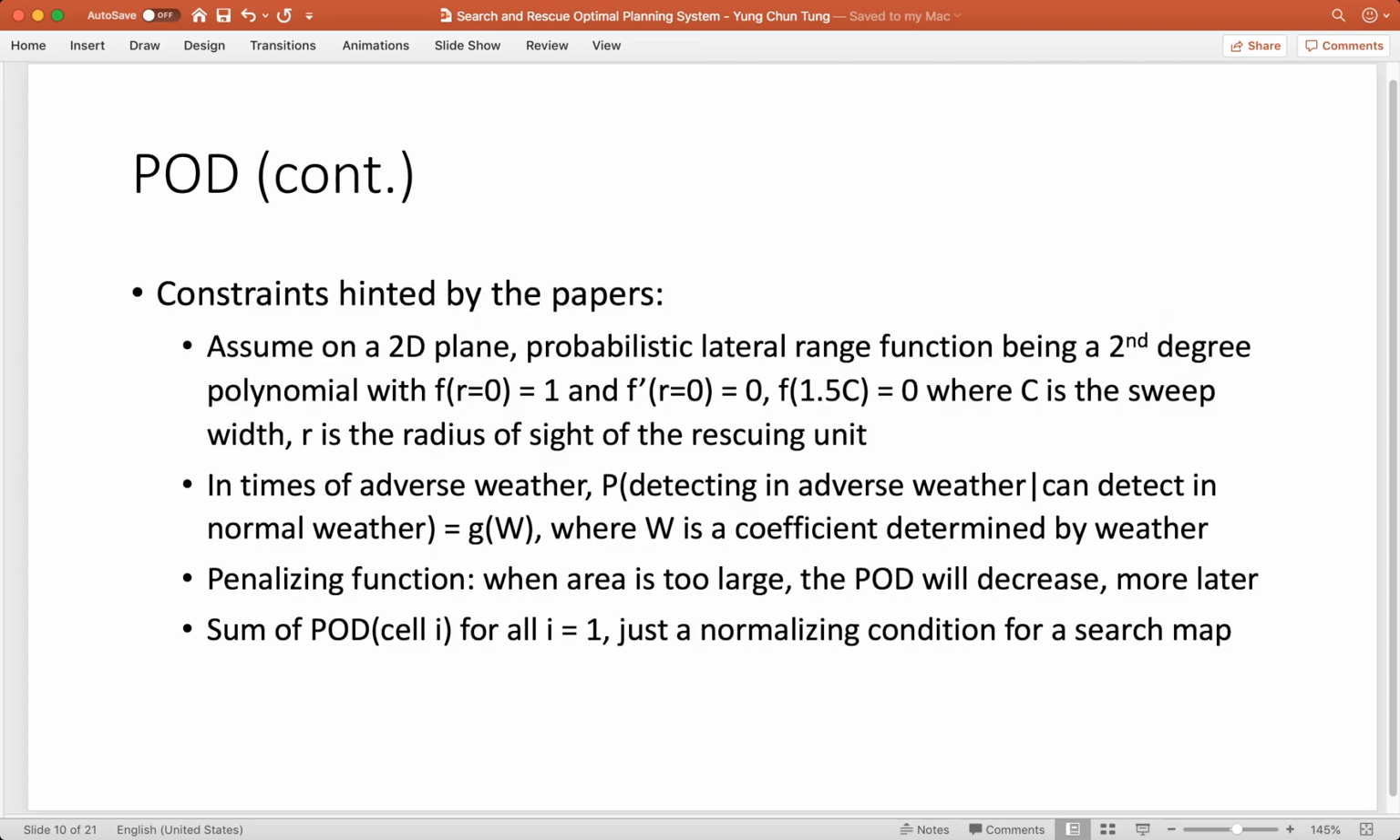So from these constraints hinted by the papers, we will know what the lateral range curve will be like, but that is in 1D, so we need to construct a function in 2D as well, and also the correction factor due to the adverse weather conditions, and also a penalizing function that we'll talk more about later on why this is true. And given that probability of detection is a probability, we need to normalize it to 1 as well.